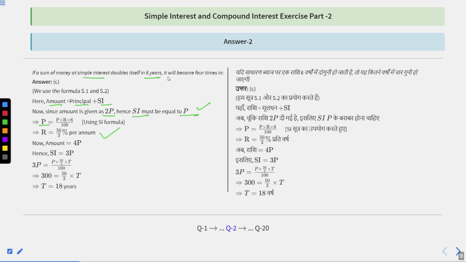Now the question is, it will become 4 times in how many years? Clear? Now we have R, so we can use it. The amount is 4 times, so the simple interest is 3P. Principal is P, rate is 50 by 3%, and T we need to calculate, upon 100. When we calculate it, we get T equals 18 years. So C is the correct answer.